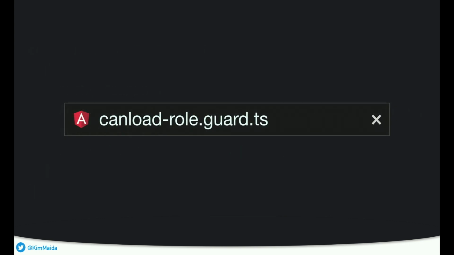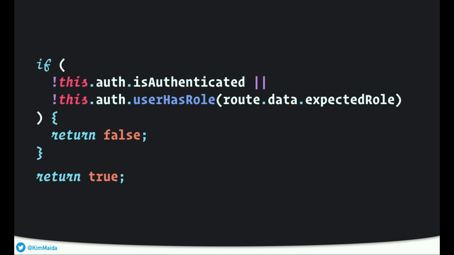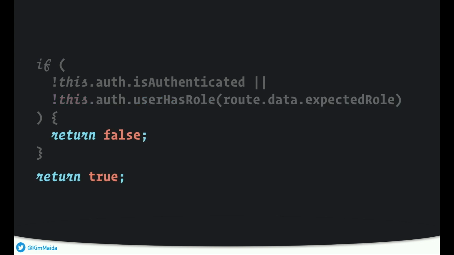But then we have our CanLoad role guard file, and it's going to return a CanLoad, and we're going to tell the lazy loaded module that it can be downloaded if CanLoad returns true. So we can maybe check our authentication service might have a check to determine if the user has a role that we pass in. So if the user has the expected role that we set on our route data, then we can grant or deny access appropriately based on this.